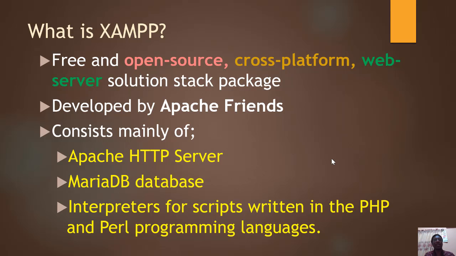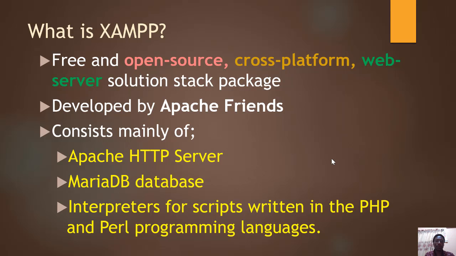You can have XAMPP installed on a Windows machine. You can have it installed on a Mac operating system, that's Apple iOS, and you can also have it installed on Linux operating systems. All right. Now, this software has been developed by a group of people on the internet known as Apache Friends. I'll give you the website shortly.